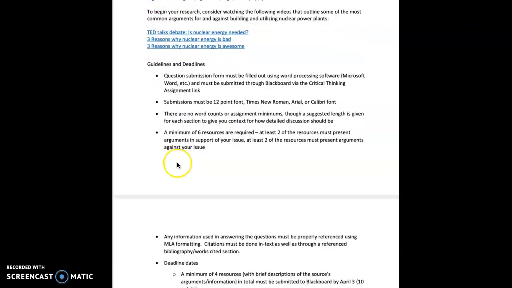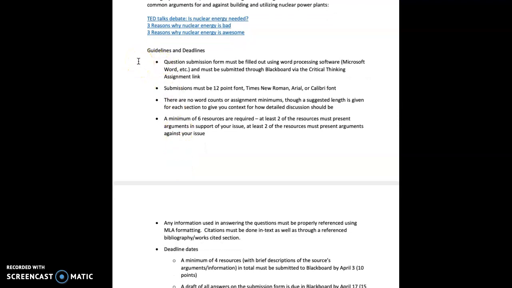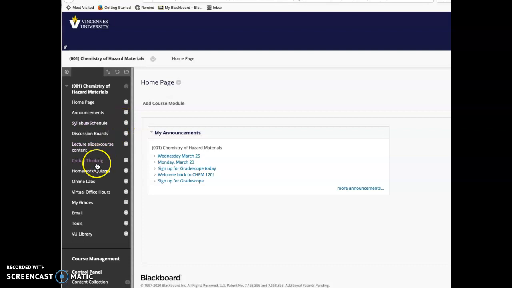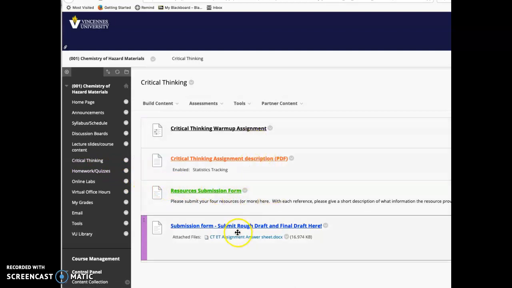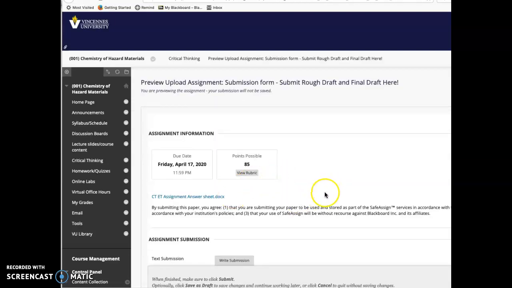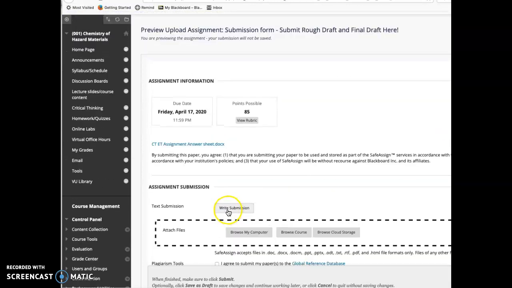Now, some quick deadlines. When it comes time for the question submission process, what you're actually going to turn in for the grade, you have to fill that out using some kind of word processing software. It can be Microsoft Word, it can be Google Documents, but you have to submit it through Blackboard using the critical thinking assignment link. If you're on our Blackboard page, we're looking for critical thinking, and the form that you submit is right here. So you click on that and you'd submit everything in this way right here.